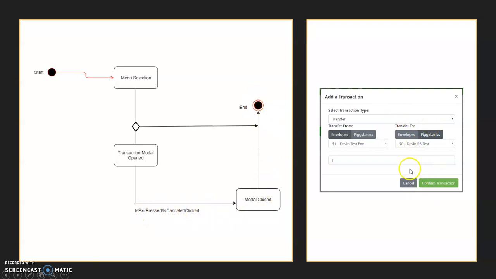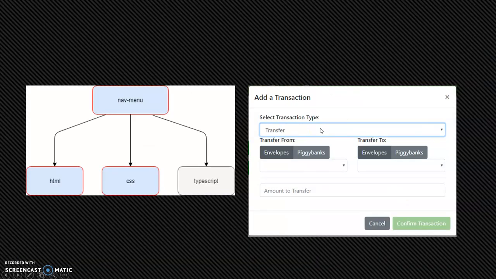And over to the right is just an example of that with the cancel button and the exit button displayed. And we utilize HTML and CSS in the nav menu to create this.